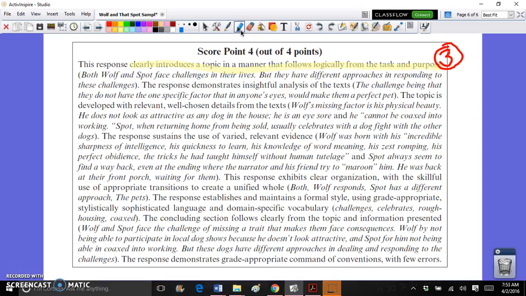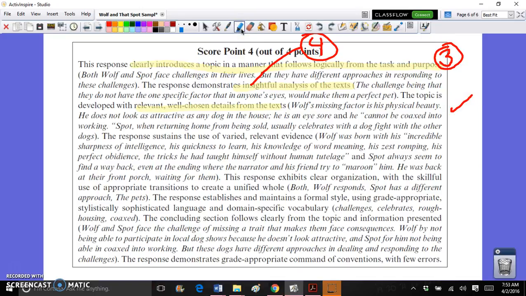Then, the response demonstrates insightful analysis of the text. That is a level 4. This is what really pushes it over the edge. The student really went beyond the very obvious challenge. The topic is developed with relevant, well-chosen details from the text. So we do have evidence being used, and we have it woven together.